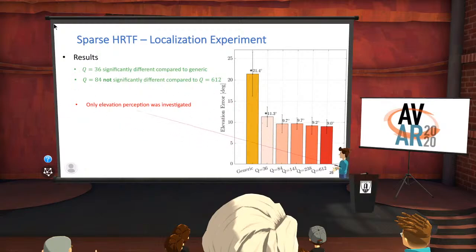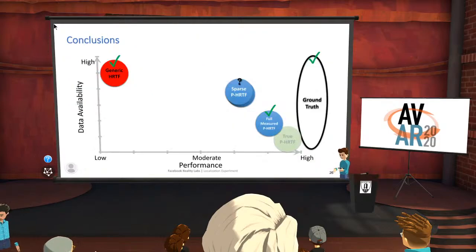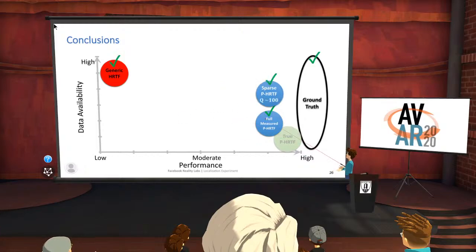But we need to remember that we are evaluating only elevation perception, so we are not studying any other special attributes or any other artifact that may happen due to the sparse measurement and due to the specific interpolation that we are using. So to summarize, we can say that with only around 100 HRTF measurements, we can get results that are comparable to the full measured HRTF, but the availability of the data is obviously higher.